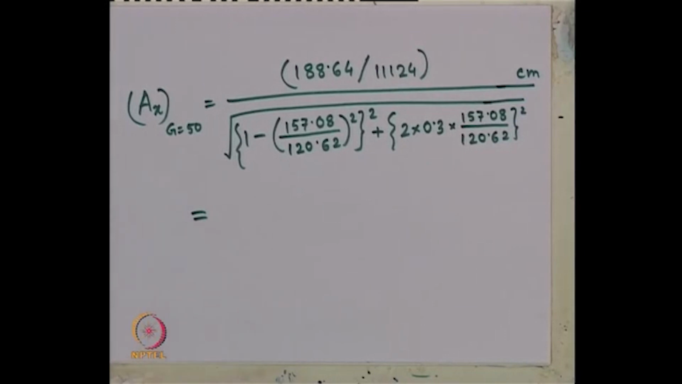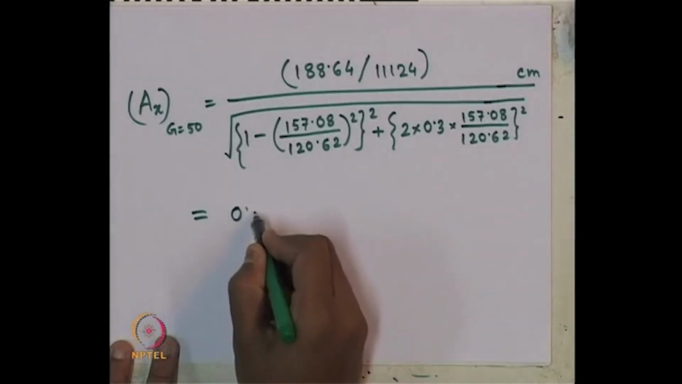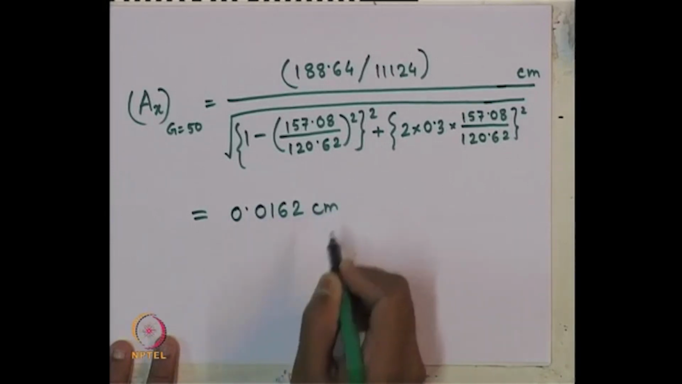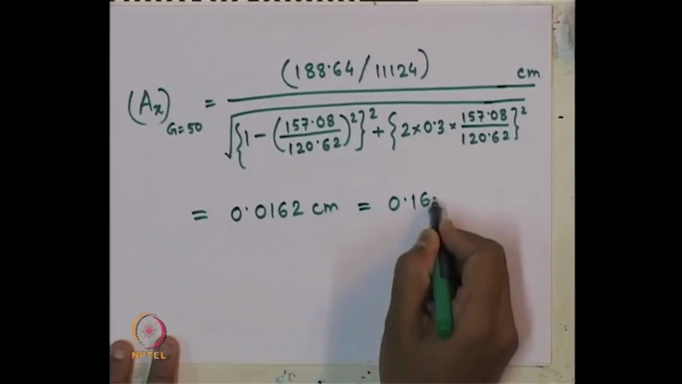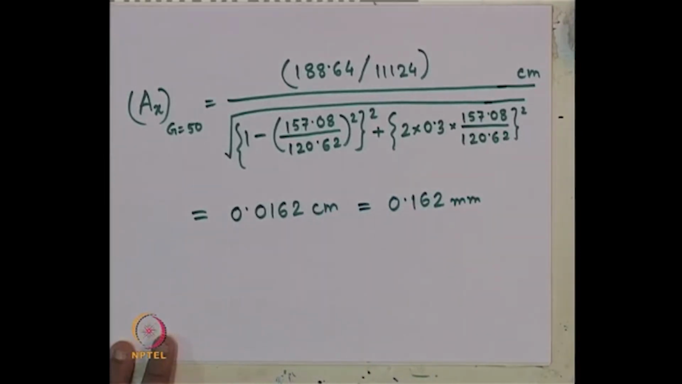Let us calculate this. It is coming about 0.0162 centimeter, right, which is 0.162 millimeter. Again you can cross check it with the permissible limit of 0.2 millimeter. Okay.